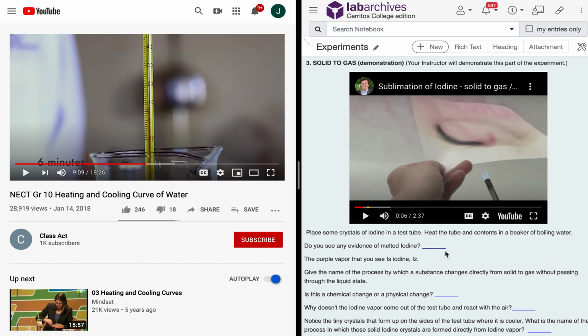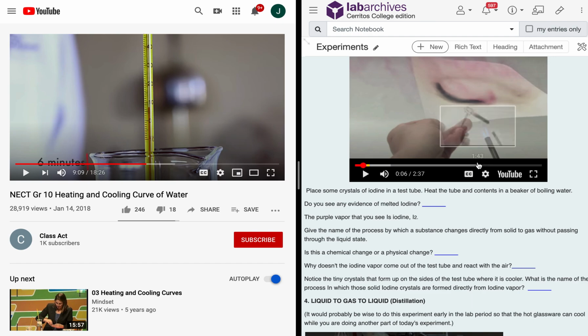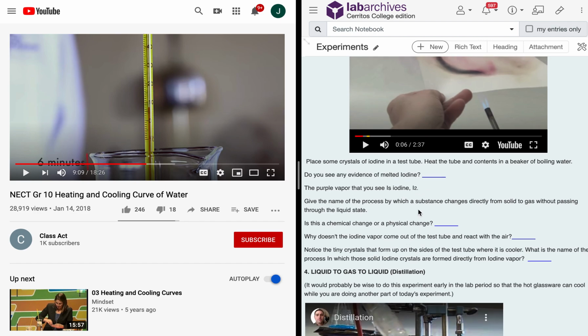So there's no melting. It's not turned into liquid. You don't see any liquid at all. It goes directly from solid to iodine vapor. The purple vapor that you see is iodine. Give the name of the process. Something that changes directly from solid to gas, we call sublimation. So make sure you review that.